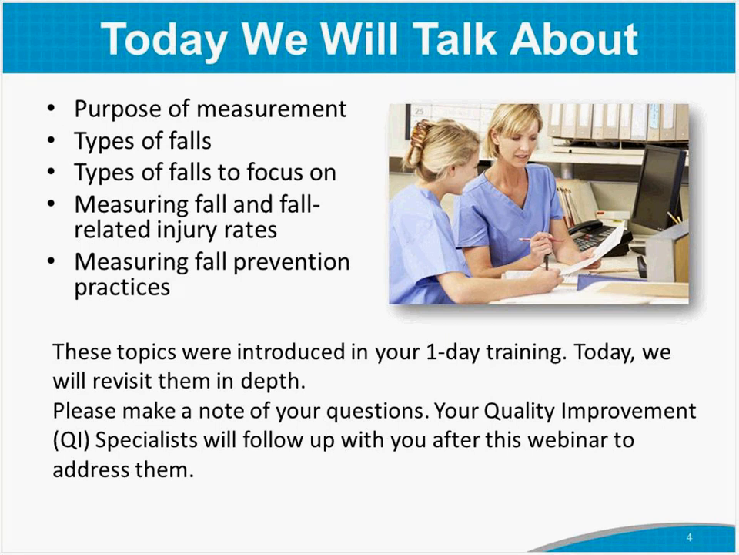So, what we're going to talk about today. We're going to talk about the purpose of measurement, because the only reason to measure is so that we can help improve care for patients. So we'll talk about how we can link our measurement to improvement. We'll talk about types of falls and what types of falls to focus on. Some are preventable and some are not. We'll talk about measuring fall and fall-related injury rates, and then how do we measure the practices? Are we implementing the changes that will result in improvement? These topics were introduced in your one-day training, and today we're going to go into a little more depth with them. Please make a note of your questions, and your quality improvement specialist will help you address those after the webinar.